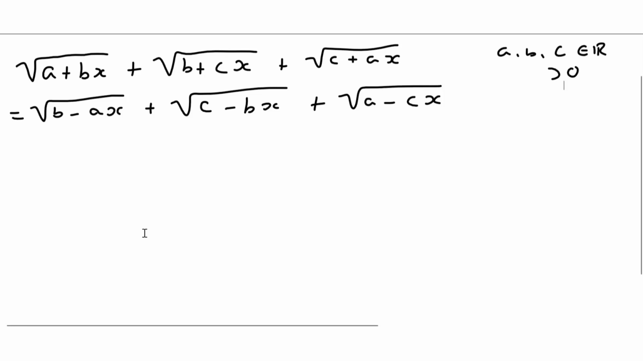Got a fun problem here which looks complicated at first glance but turns out to be relatively simple. So we have to solve this equation where on the left hand side we've got the square root of a plus bx plus the square root of b plus cx plus the square root of c plus ax, and this is equal to the square root of b minus ax plus the square root of c minus bx plus the square root of a minus cx.